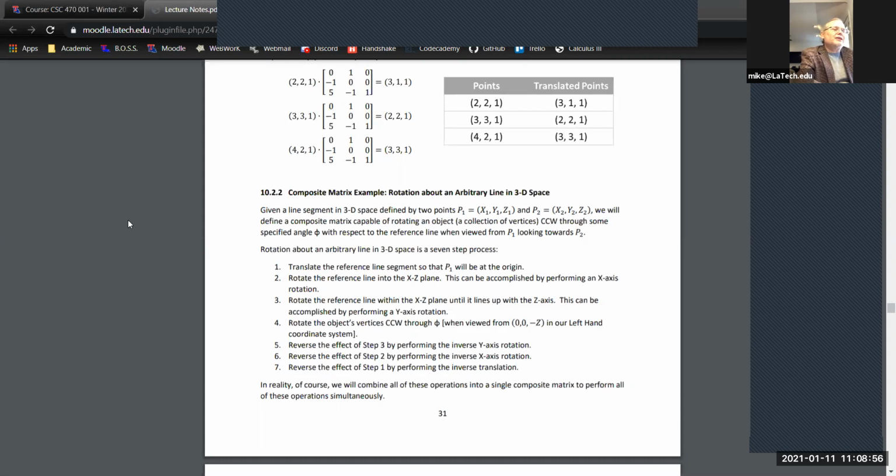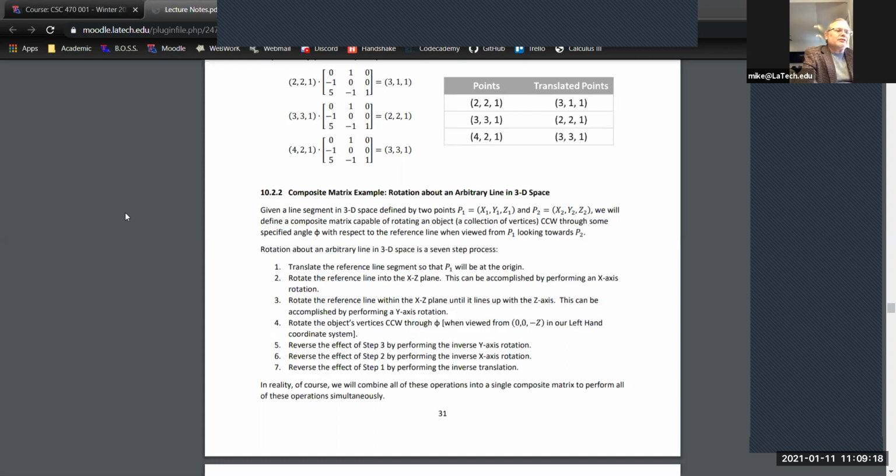So we're going to be doing 7 steps. Now, instead of doing those 7 steps separately, we're going to compute a composite matrix. So really we can do all 7 of these things at once. That's the whole point of what we're doing here: we're trying to build a composite matrix that will allow us to do all of these operations together.